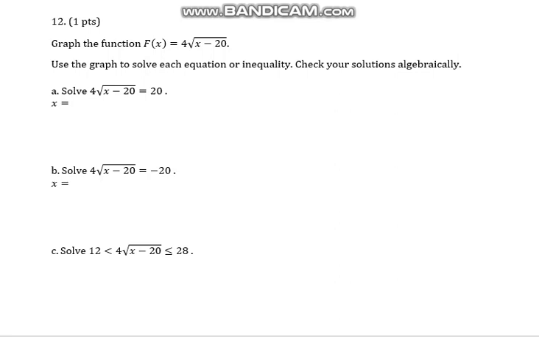Let's take a look at number 12 from section 2.2. We're asked to graph the function f of x, which is equal to 4 times the square root of x minus 20. And we're going to use this graph to solve the given equations or inequality. In part A, we're asked to solve the equation 4 times the square root of x minus 20 is equal to 20.